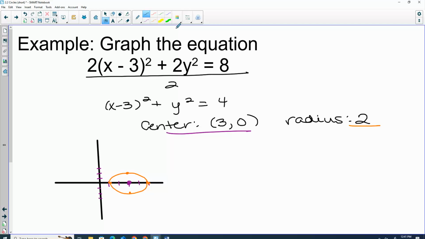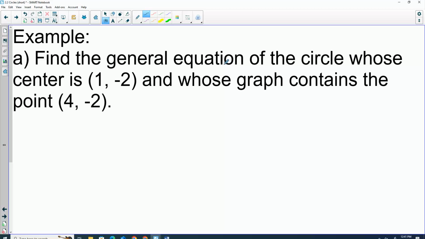Any issues with that stuff? Everything we've looked at so far has been center radius form. What if I asked you to write the general form? We're never going to just have me give you a center and radius and you write the general form. You always have to start at center radius form. So if I ask for the general form of the equation of a circle whose center is 1, -2, and whose graph contains the point 4, -2, we need the center and radius. Can you tell me what the radius is?